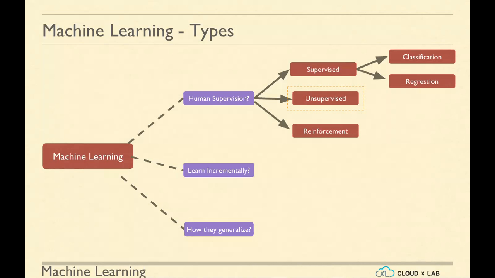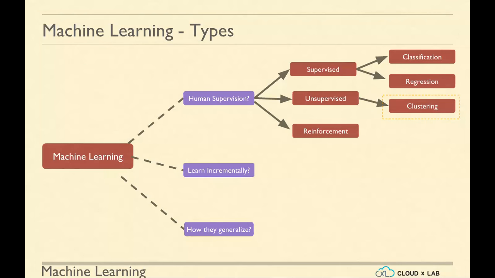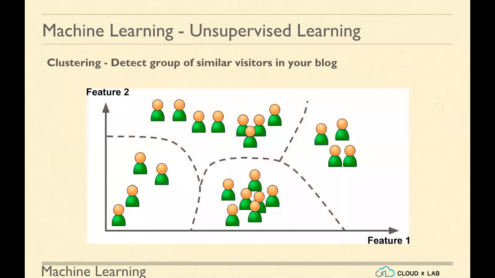All right, so here, the next kind of machine learning tasks are called unsupervised. Unsupervised learning tasks do not have labels. The system tries to learn without a teacher. The unsupervised learning tasks are cases where we want to group things together, we want to arrange them in a certain manner. That's called unsupervised learning, okay?